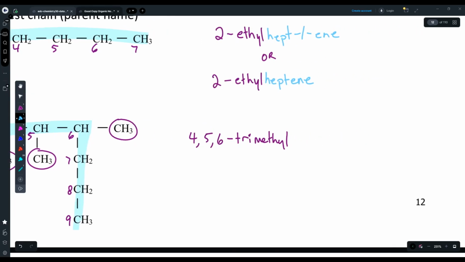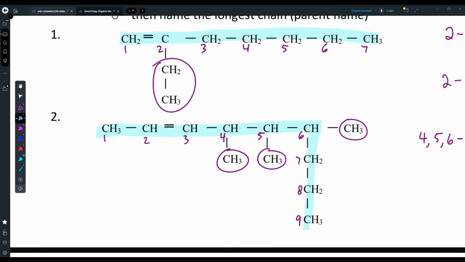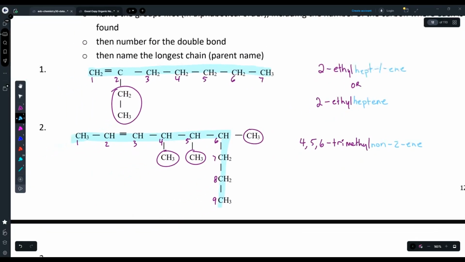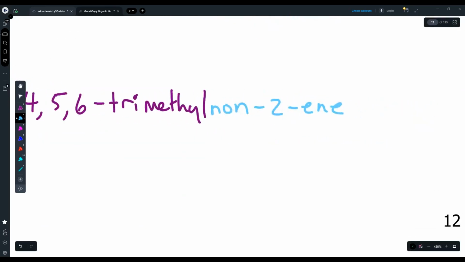Now I need to worry about my parent chain. So there's 9 carbons, so that's non. And my double bond starts on carbon 2, so non-2-ene. So I absolutely have to put that 2 there, because otherwise, people will assume that you mean that your double bond starts on carbon 1. So that's why it's absolutely important that you write that 2 there. So let's just write that as a note.